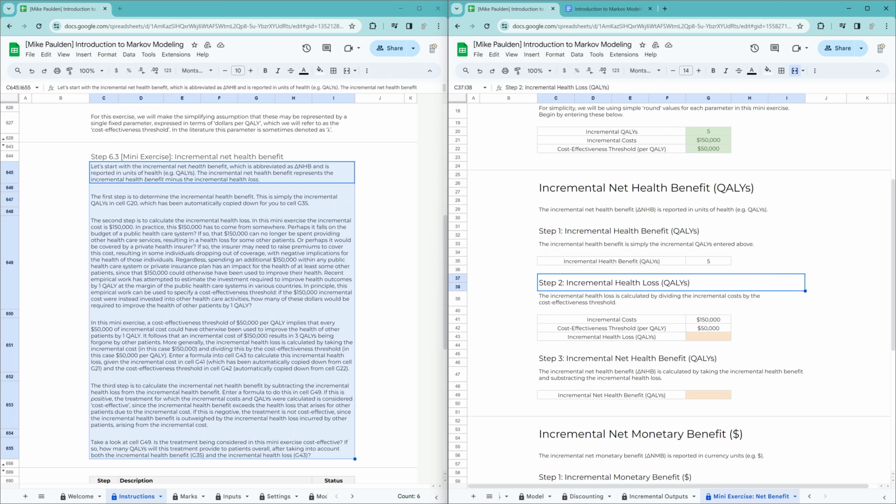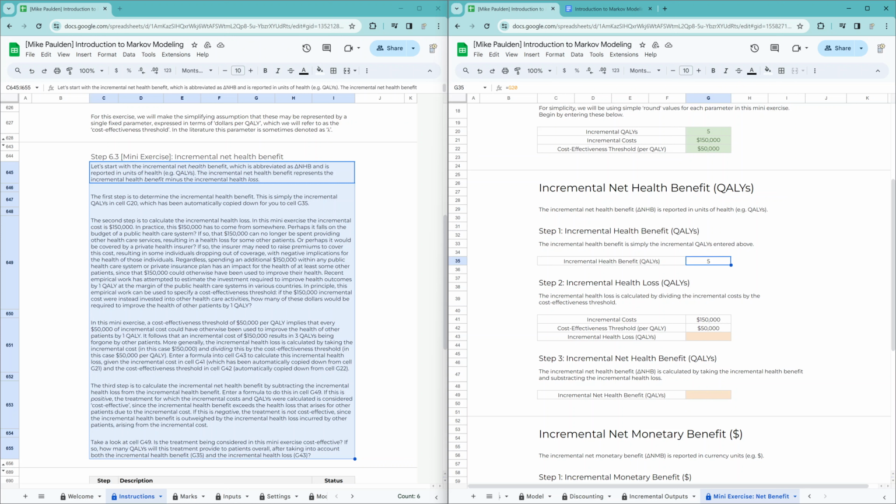The next step is to calculate the incremental health loss. So the first step is how many QALYs do we gain. The next one is how many QALYs do we lose. And step 3 is to calculate the incremental net health benefit. So how many QALYs do we gain net of those that we lose? Right, those are the 3 steps that we're going to do. Now, step 1 has already been done for us. Step 1, the incremental health benefit, is simply the incremental QALYs that we've entered here. So that's been brought down for us already.